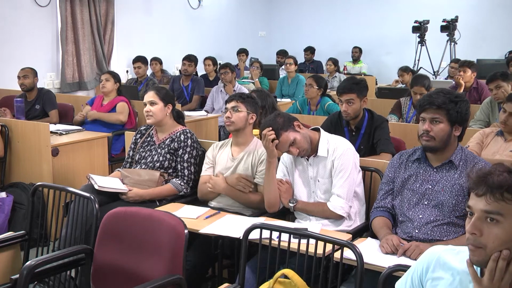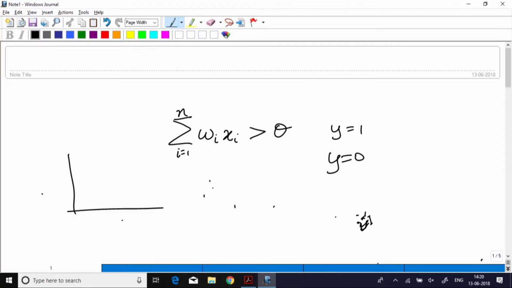Suppose I plot summation w_i x_i on the x-axis. That's what I'm plotting on the x-axis. And suppose this point here is theta. And this is my y-axis, which is my output. Can you plot this function now? As the sum w_i x_i keeps growing till it reaches theta, what would happen? 0. When it reaches theta, 1. What does this look like? A step function.